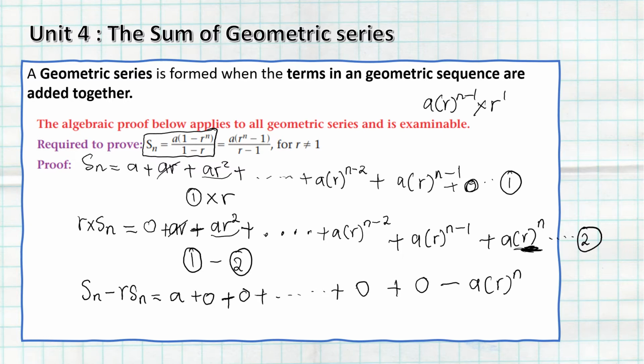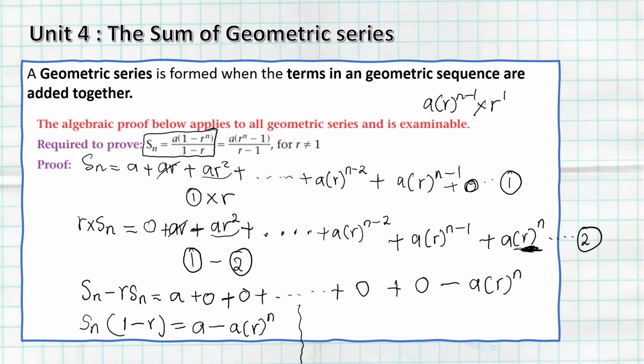So let's simplify this. From here we can take a common factor of Sn, right? When you take the common factor of Sn, we'll be left with 1 minus R equals A plus. If you are adding those zeros, they won't have any impact, but there is minus AR exponent n, so it will be minus AR exponent n.